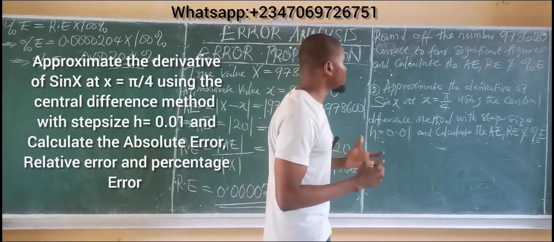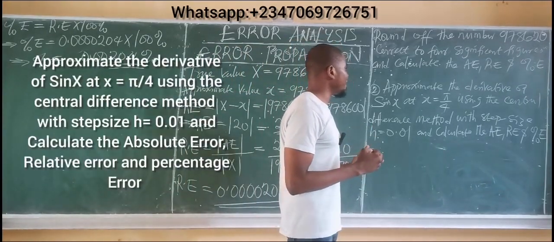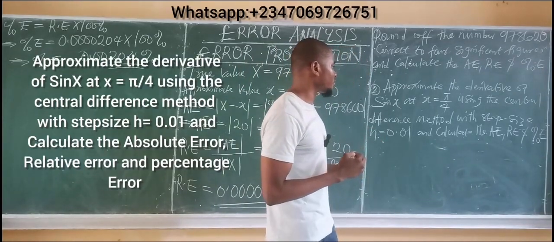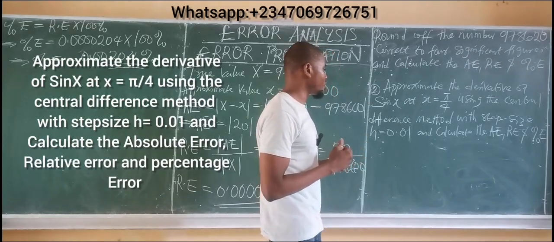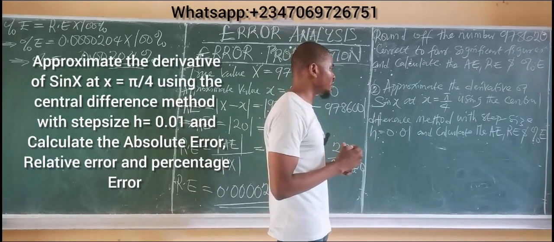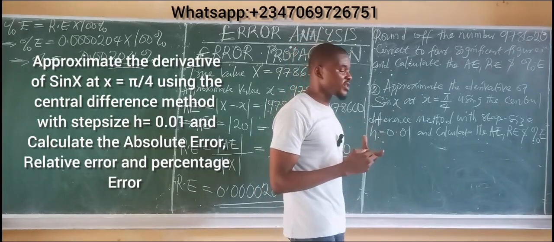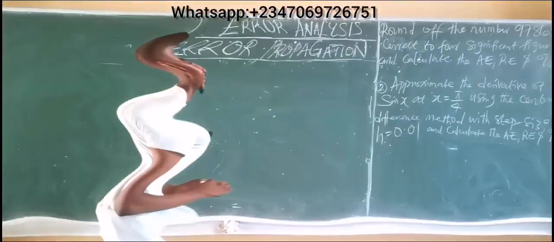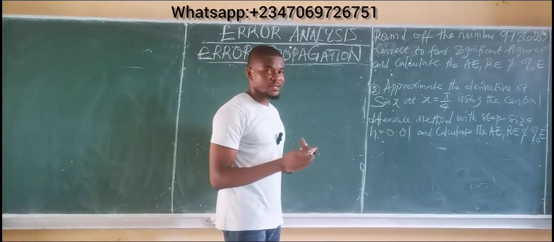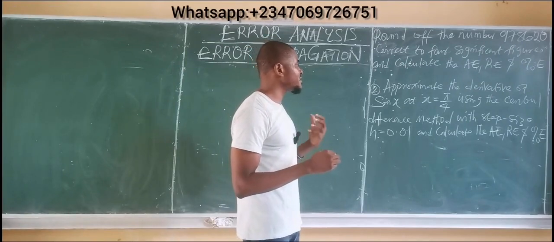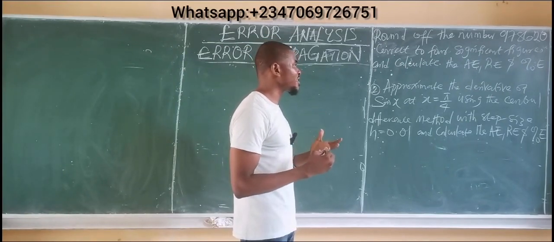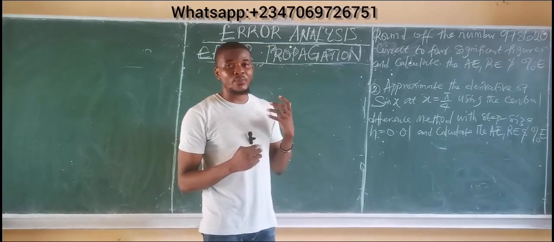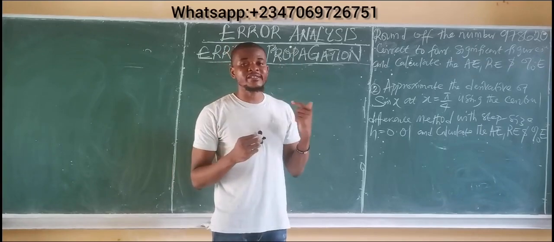The second question says approximate the derivative of sine x at x equals pi all over 4, using the central difference method with step size h equals 0.01 and calculate the absolute error, relative error, and the percentage error. Okay, so let's get here all wiped up. Alright, so carefully read the second question to properly understand. It says approximate the derivative of sine x at x equal to pi all over 4 using the central difference method.